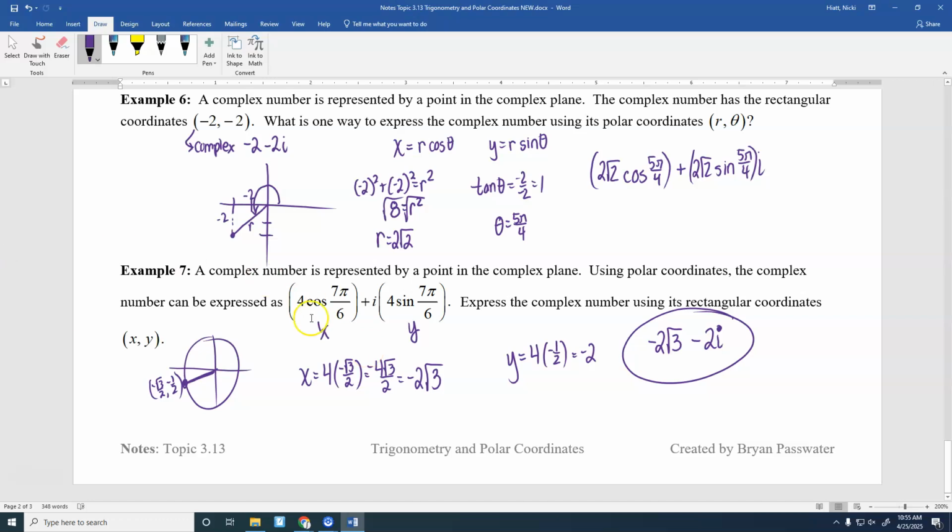You're essentially just simplifying this, like you just pull those unit circle values and simplify. And if you graphed it, it would look like the point negative 2 root 3, negative 2 in your rectangular coordinates. Again, don't ask me too many questions about why. I don't have that information. I'm sure there's a reason. I don't know it.